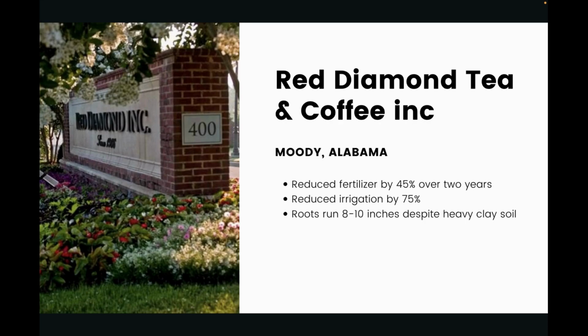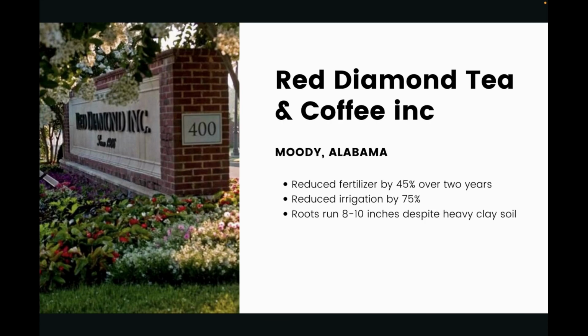You have Red Diamond Coffee in Moody, Alabama. This is a specific site, but they were able to reduce fertilizer by 45% over 2 years. Remember, we were talking about the soil type, the fertilizer type, what you're trying to accomplish as far as what your reduction is going to be. So in 2 years, they went to a 45% reduction.